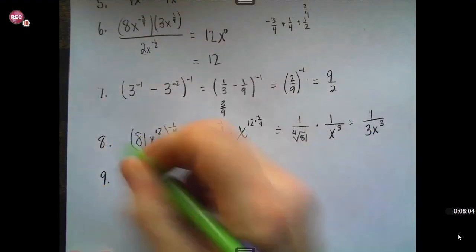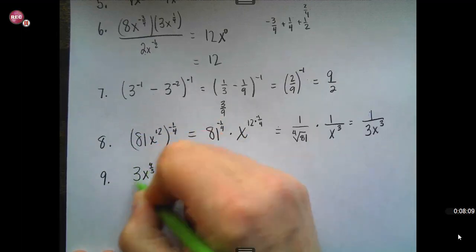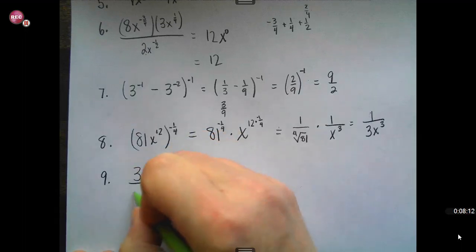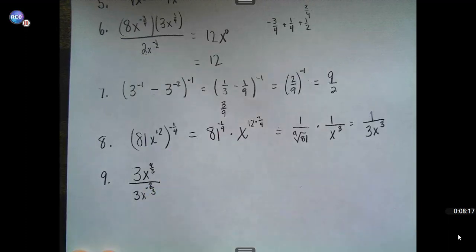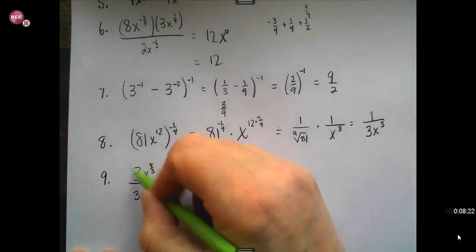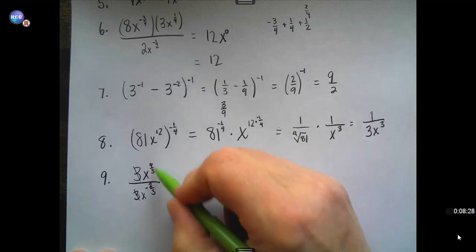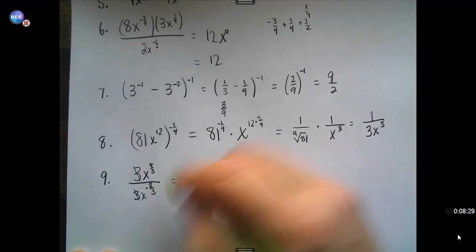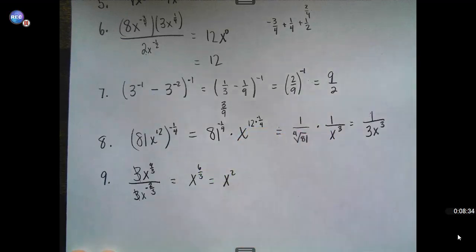Number 9 has 3x to the 4/3 over 3x to the -2/3. So again, those 3's are not being raised to any power, so they are going to cancel. And if I subtract these exponents, 4/3 minus -2/3 is 6/3. And 6/3 is 2. So that simplifies to x squared.